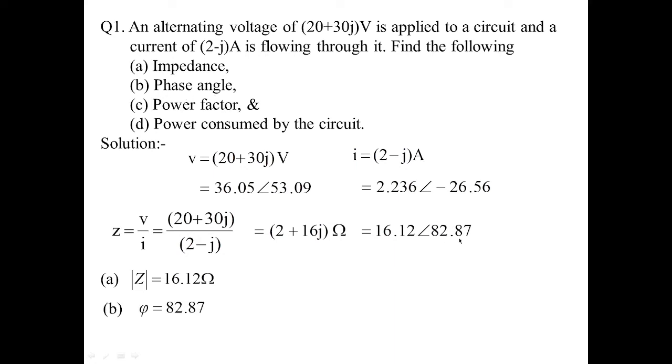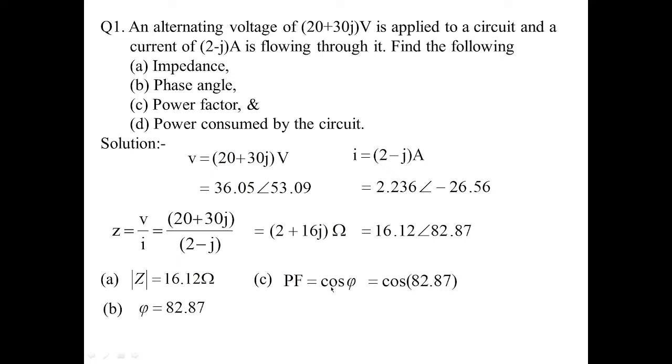Then we need to calculate the phase angle. The phase angle value here is 82.87. So the first two requirements are obtained. Now let us calculate the power factor. The power factor is given by cos phi, whether it is an RL or RC circuit. Phi is the phase angle and we got the value as 82.87.